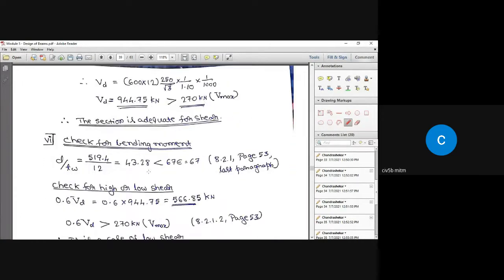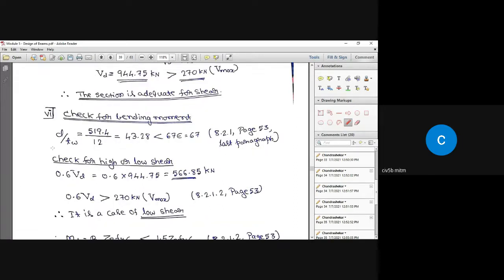Okay. Next, once that is done, check for bending moment. Which formula we are going to make use of to check for bending moment depends on two things. One is D by TW, what is the value? D by TW is 519, that is D, divided by TW, the thickness of the web. So that is 43.28. This is less than 67 epsilon, where epsilon equal to 1.